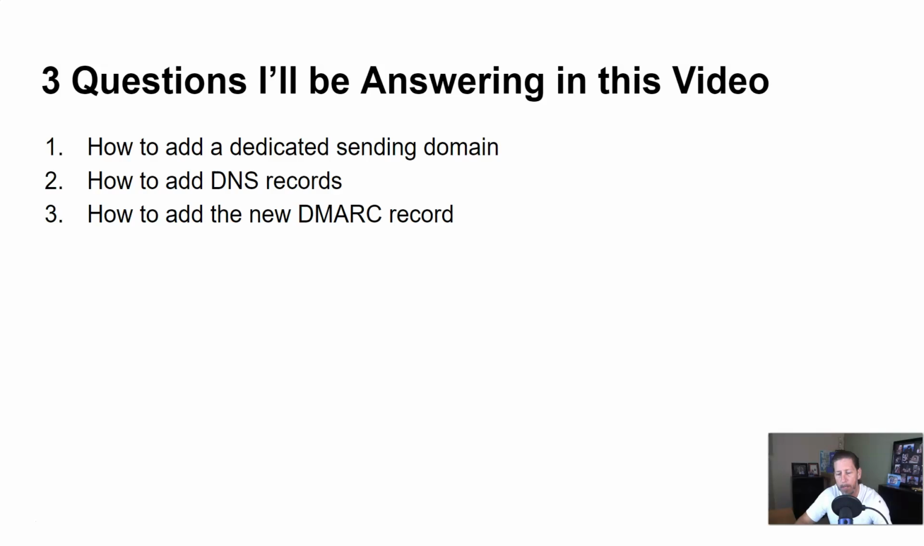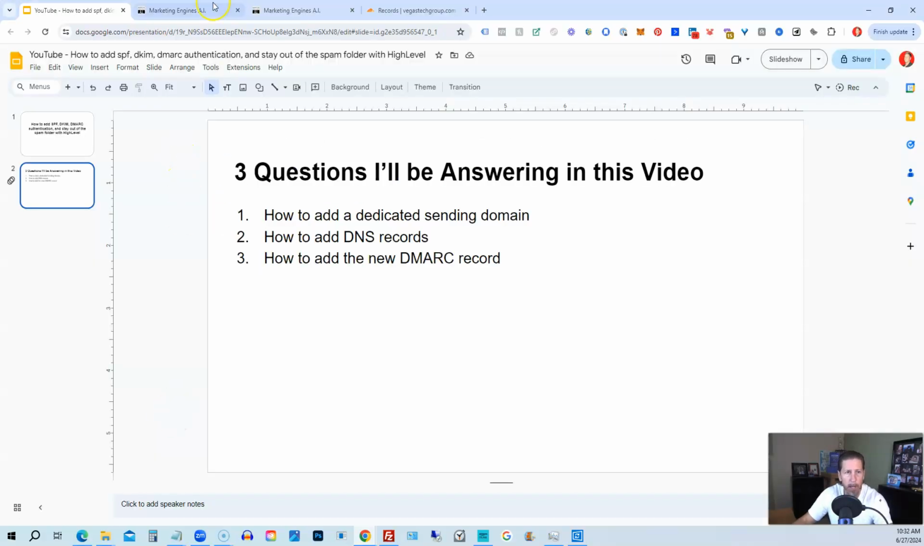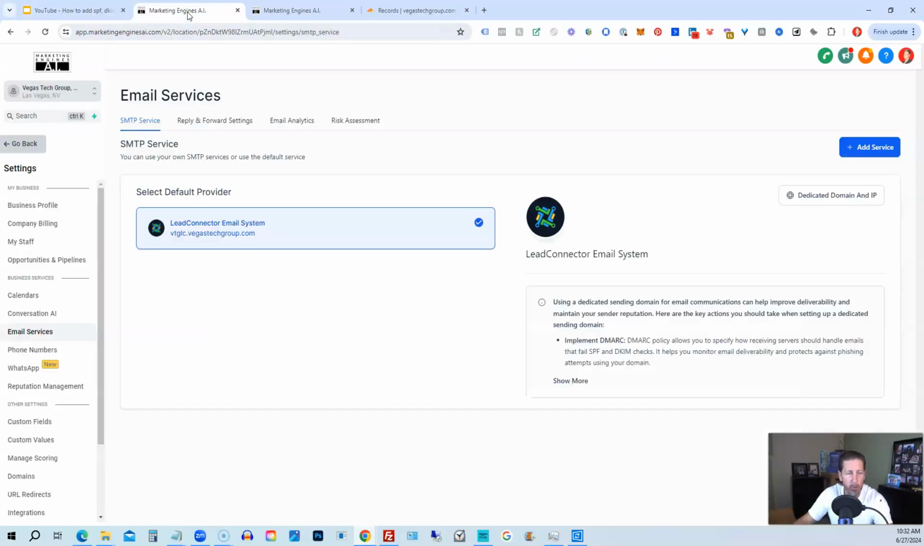All right, so let me hop out of here. Let's hop on over to my HighLevel account and let me show you what you need to do. You need to navigate first and foremost over to settings and then email services. Once you're in email services, you may or may not have a default provider depending on who you get your HighLevel account through. If you get it through HighLevel itself, there will not be anything listed here.